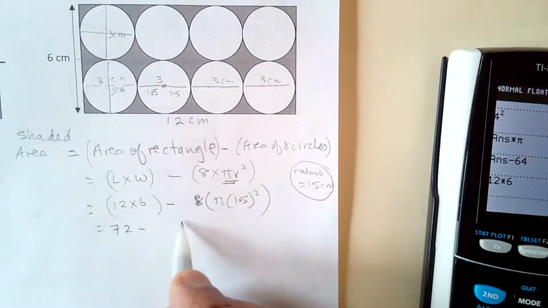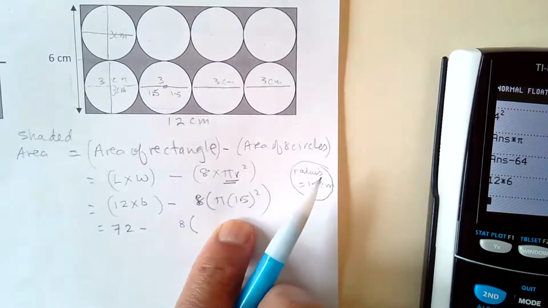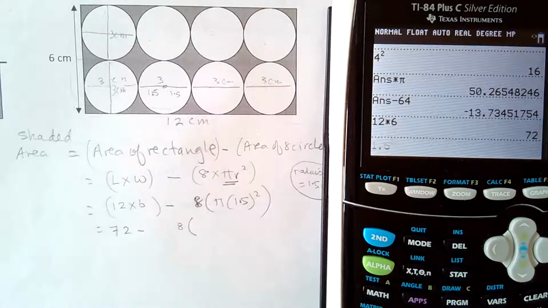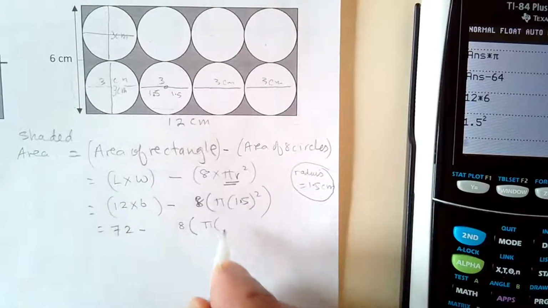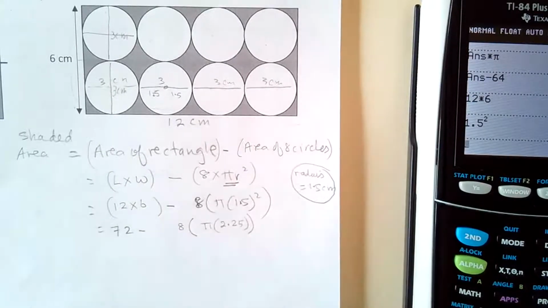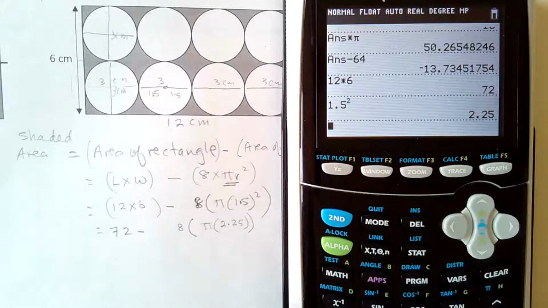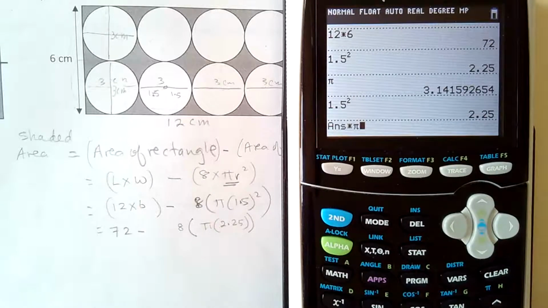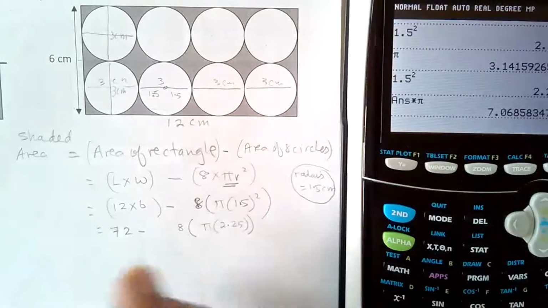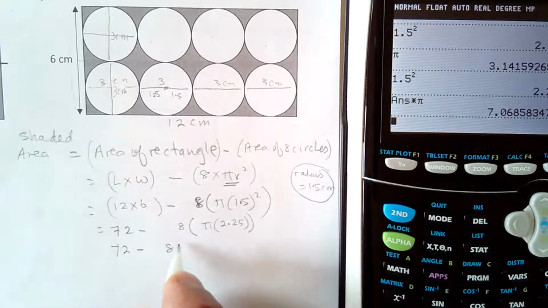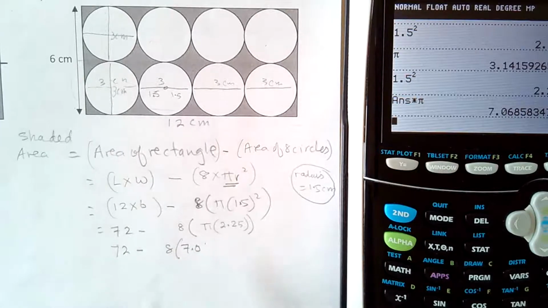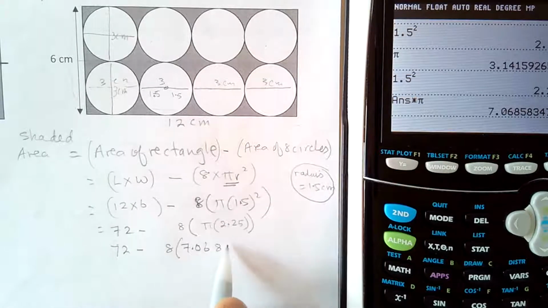Now, let's work this out separately. Let's do the inside first. So 1.5 to the power 2. 1.5 squared gives us 2.25. Now I'll multiply that by pi. So 1.5 squared multiplied by pi is 7.068. We could round it up to 7, but I'll leave it as it is because it goes on for a long time, so I don't want to round it.